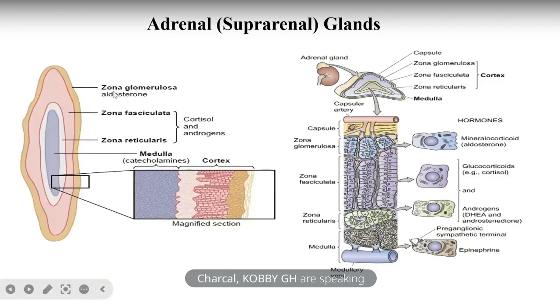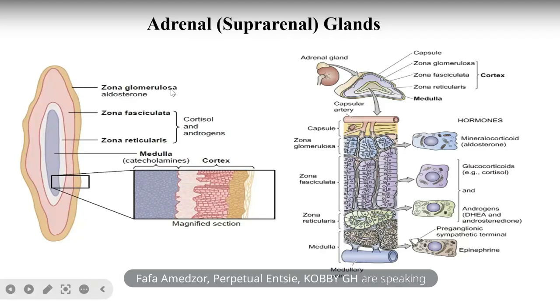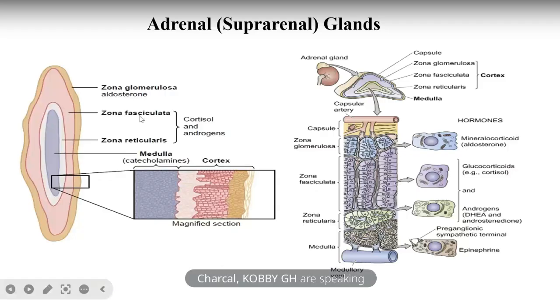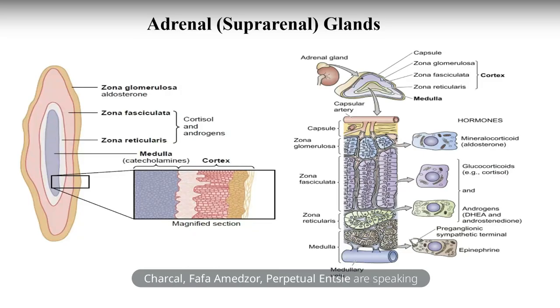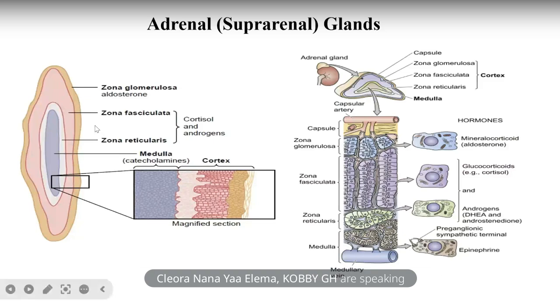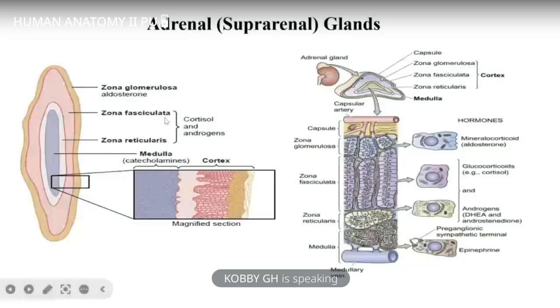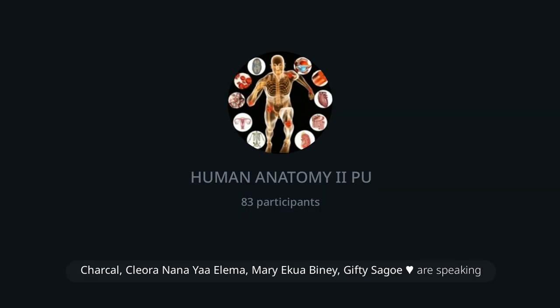Say it after me. There are 3 divisions. Zona glomerulosa. Zona fasciculata. Zona reticularis. Zona glomerulosa. Zona fasciculata.